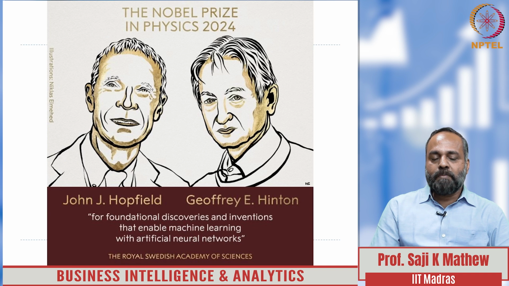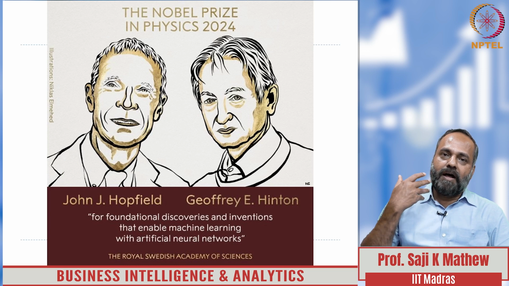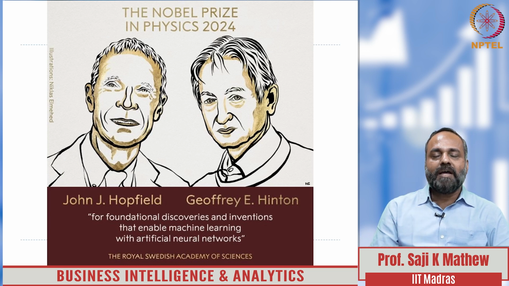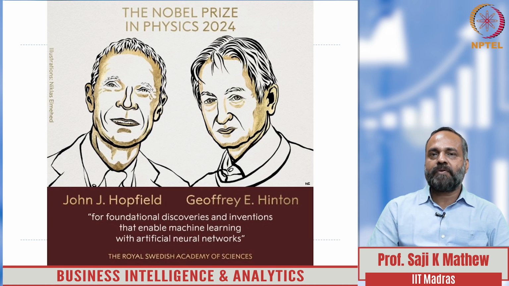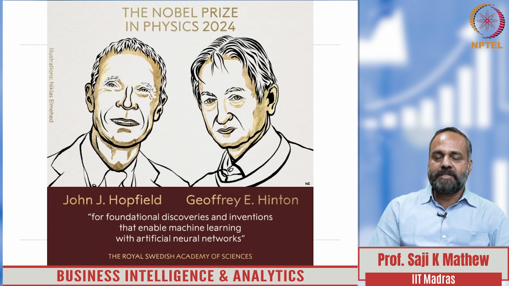This is very incidental. A couple of days back, two scholars, John Hopfield and Geoffrey Hinton, received the Nobel Prize in physics. And for what? Their contribution to foundational discoveries and inventions that enable machine learning with artificial neural networks. These gentlemen worked for several decades on neural networks, in one sense understanding how human neural networks function and modeling that mathematically, and also discovering methods by which the neural networks so created can learn from data, the way humans learn from data. And that is the most important development that has happened in recent times.